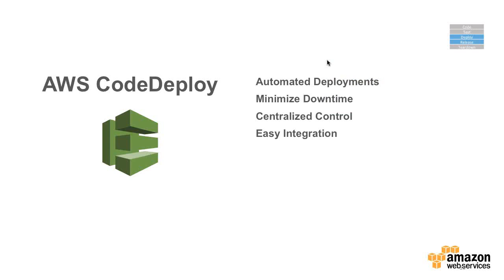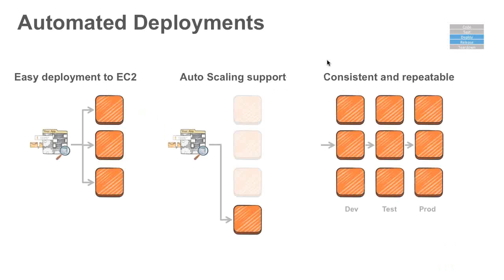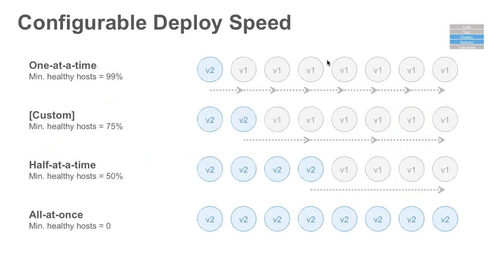So if we look at something that you might have deployed on top of EC2, you would have a fleet of servers that you need to be able to update. So Code Deploy can do that on your behalf. It can also use auto scaling as well. It understands how to interact with auto scaling, and it also understands how to do this across different environments consistently for you as well.